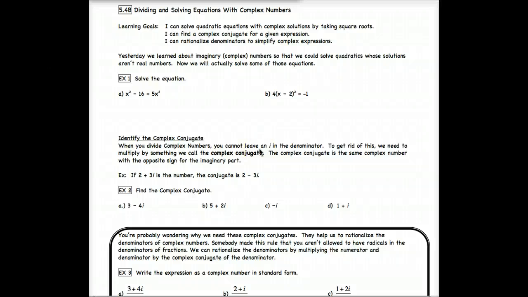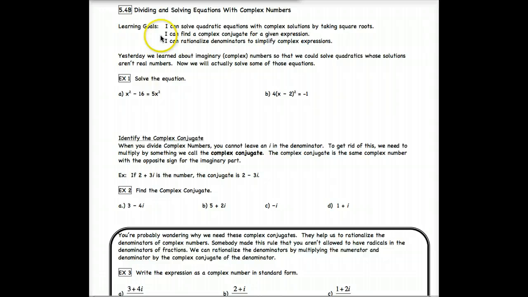Today we are going to continue our discussion of imaginary numbers, or complex numbers. Yesterday we learned how to add, subtract, and multiply them. Today we are going to talk about dividing with complex numbers, as well as how it looks when we're solving equations that have complex solutions.